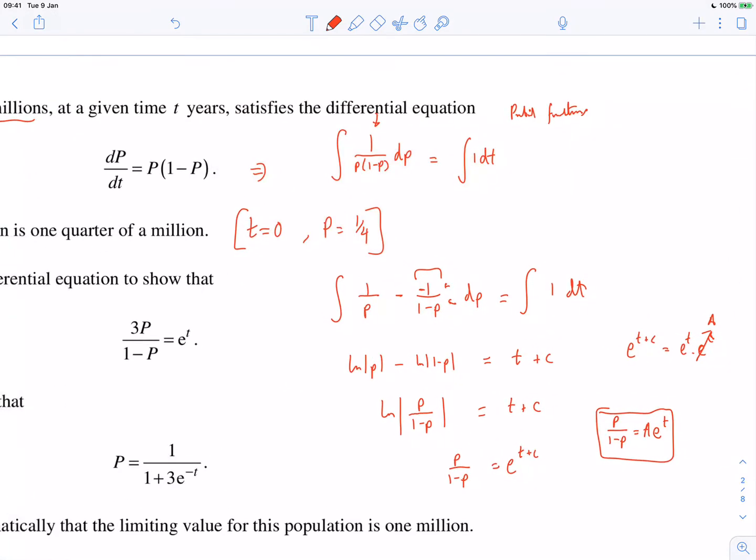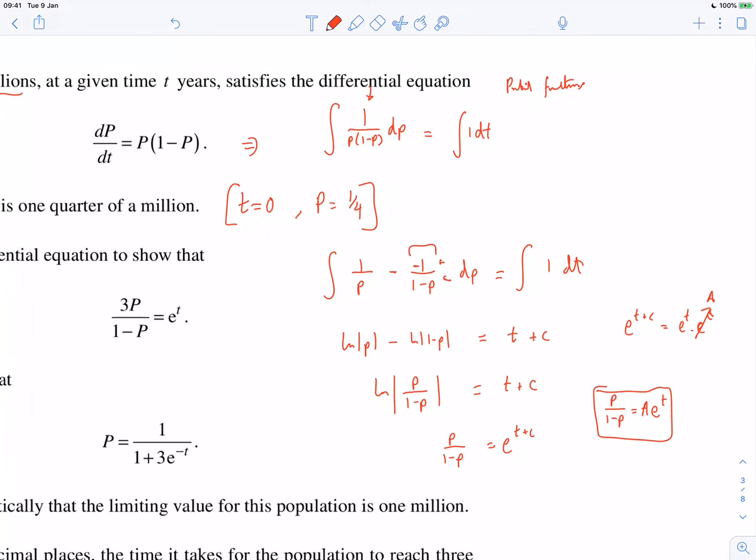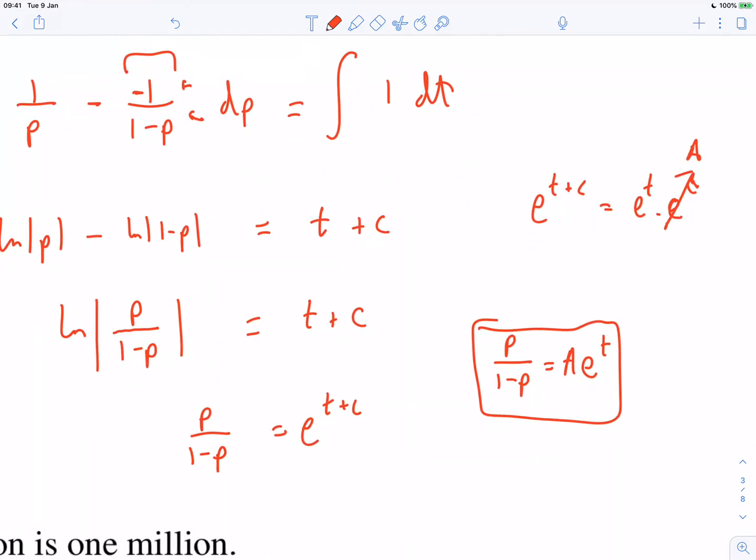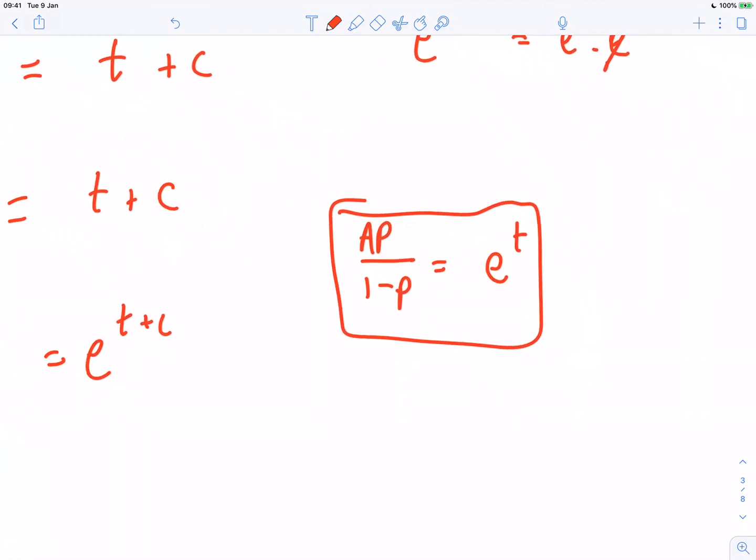And I want it in the form of 3p over 1 minus p equals e to the t. Well, if I divide by a, that's the same as timesing by 1 over a, and a is just a constant, don't know what it is, so let's just put the constant up here for giggles. Doesn't matter. I could put the constant at the bottom, it literally doesn't matter.